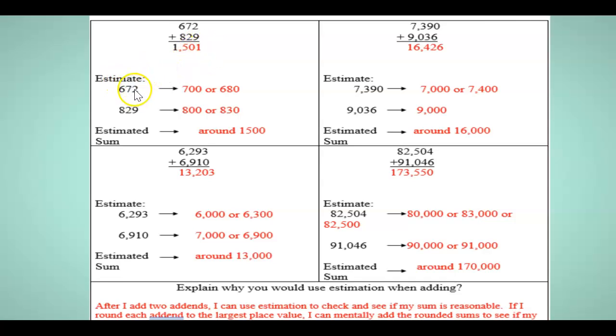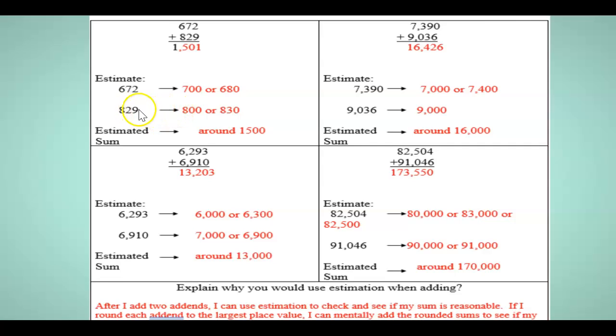Estimates. Using estimates for the 672, if you're estimating to the nearest 100, 672 is closer to 700. If you estimate it to the nearest 10, you're looking at the number in the tens place. Is it closer to 7 or 8? So you could have estimated to 680. Now you would not be wrong if you estimated it at 670. That would not be wrong either.